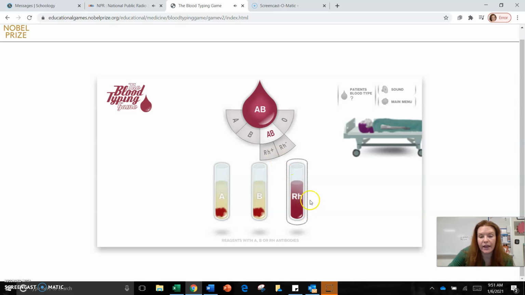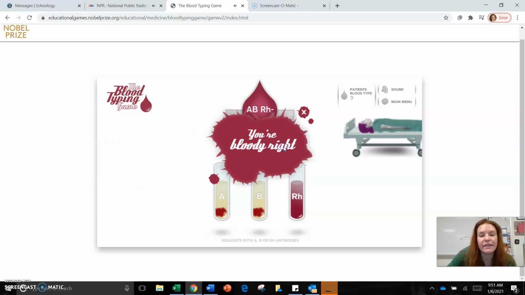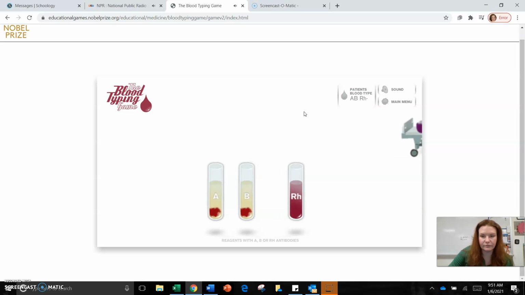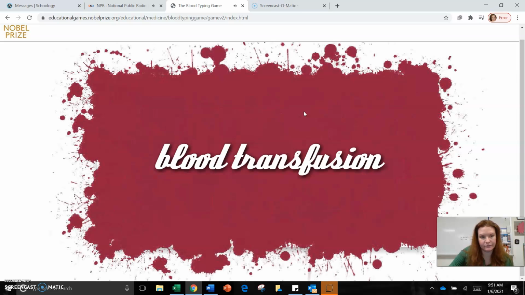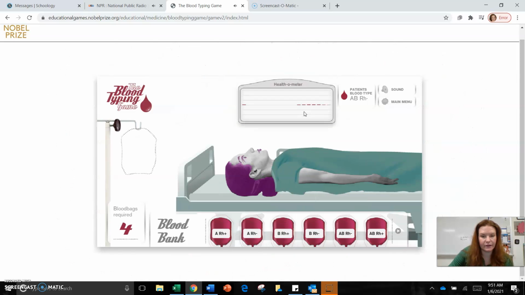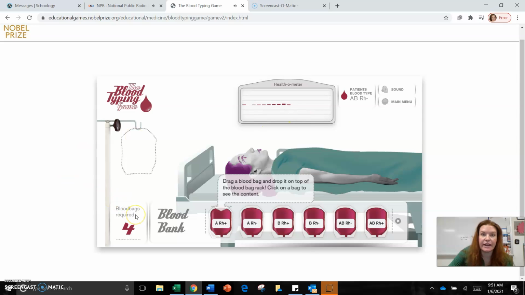So look at this little vial. Do you think that it's positive or negative? Right, it's negative. So I'm going to say that this person has AB negative blood. Now we've got to give her some blood. Now she must have lost a lot of blood because we've got to give her 4 bags. She has AB negative blood.